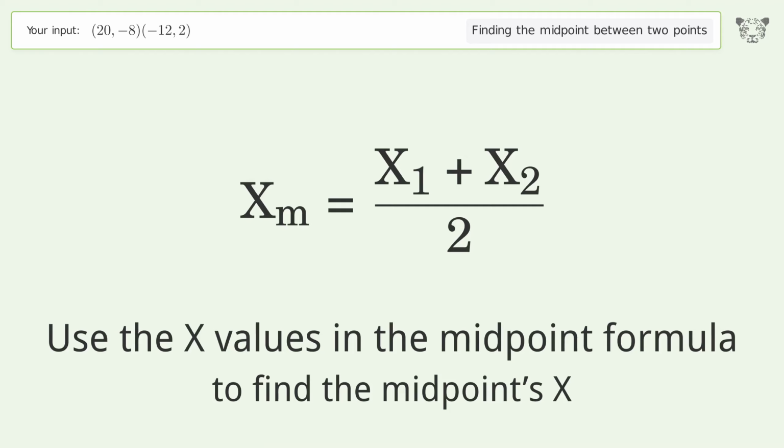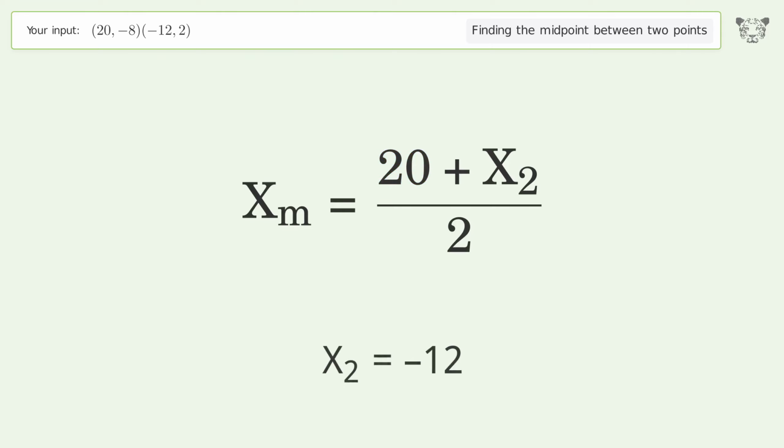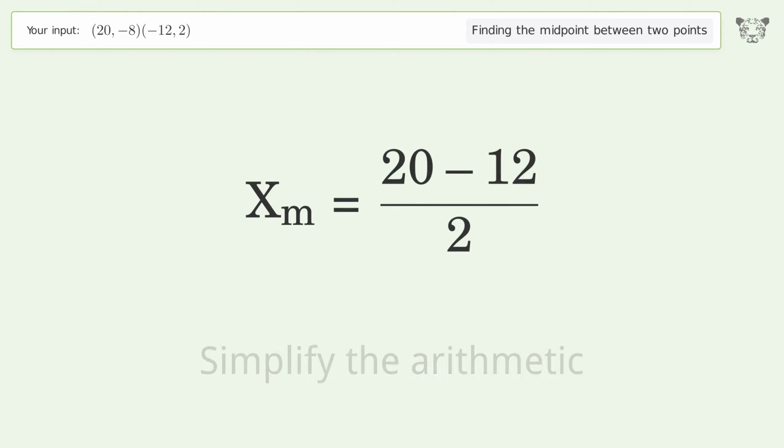Use the x values in the midpoint formula to find the midpoint's x. x1 equals 20. x2 equals -12. Simplify the arithmetic.